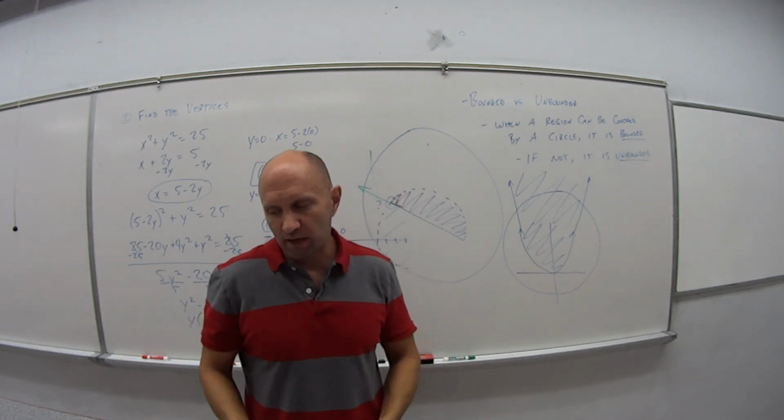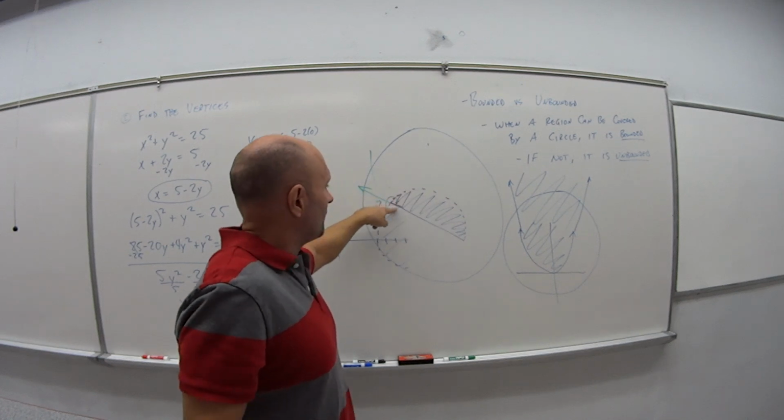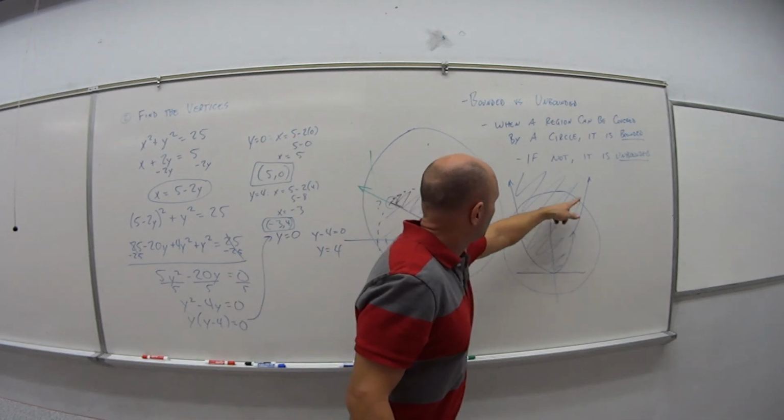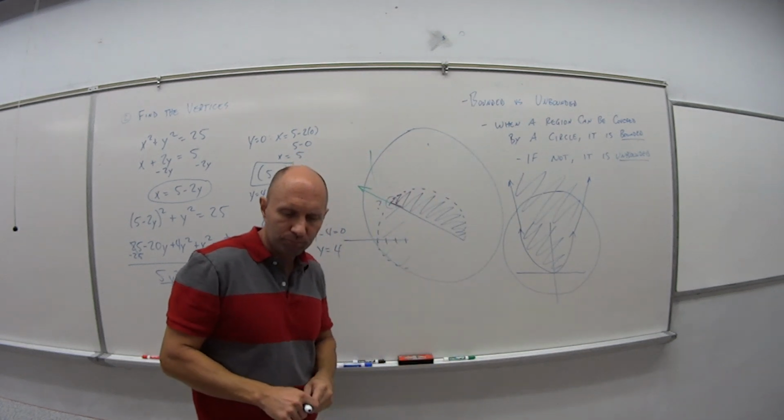So again, just sort of a definition. The easiest way to think of it: does it have boundaries? Yeah, then it's bounded. Does it have boundaries? Well, not on the sides, but not on the top, so it's unbounded.